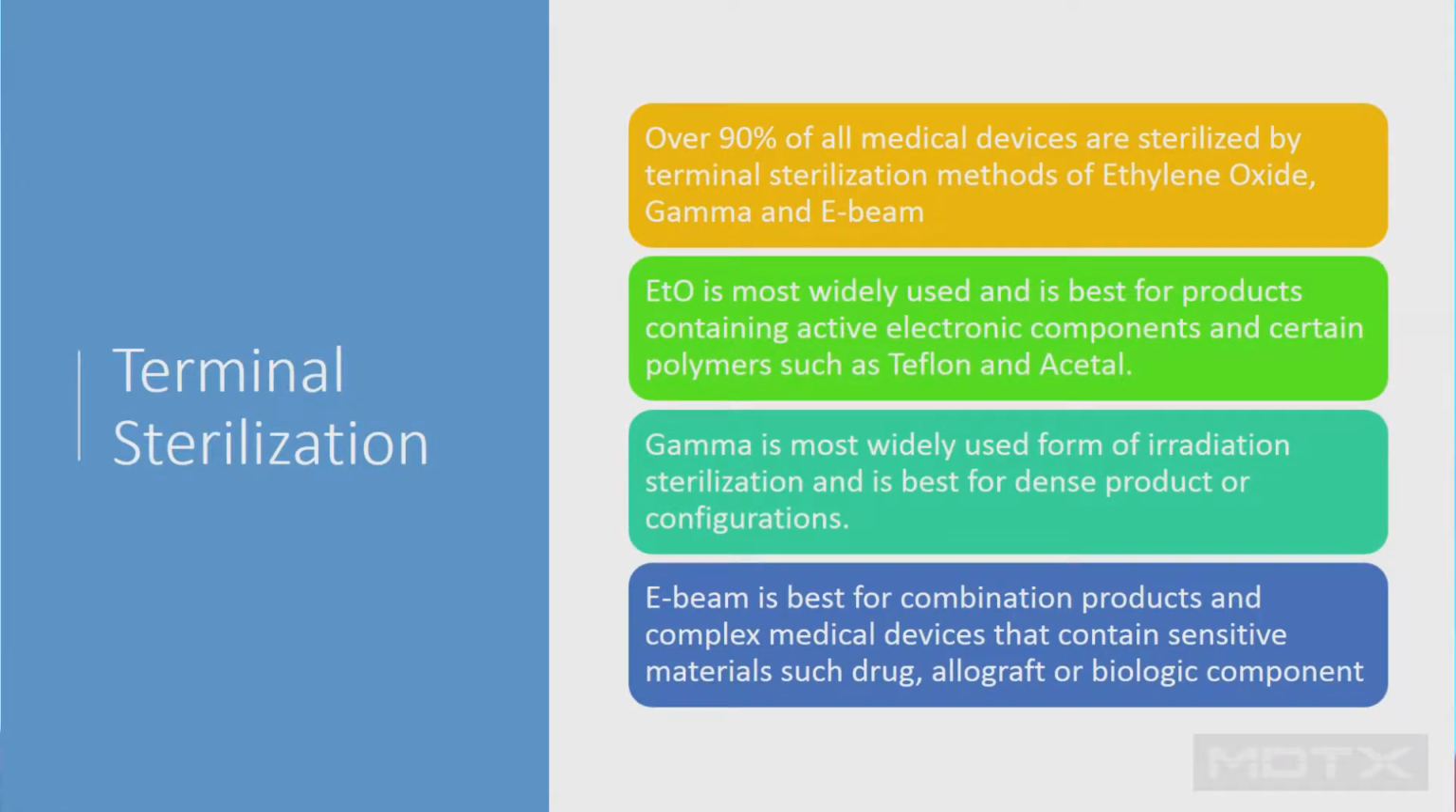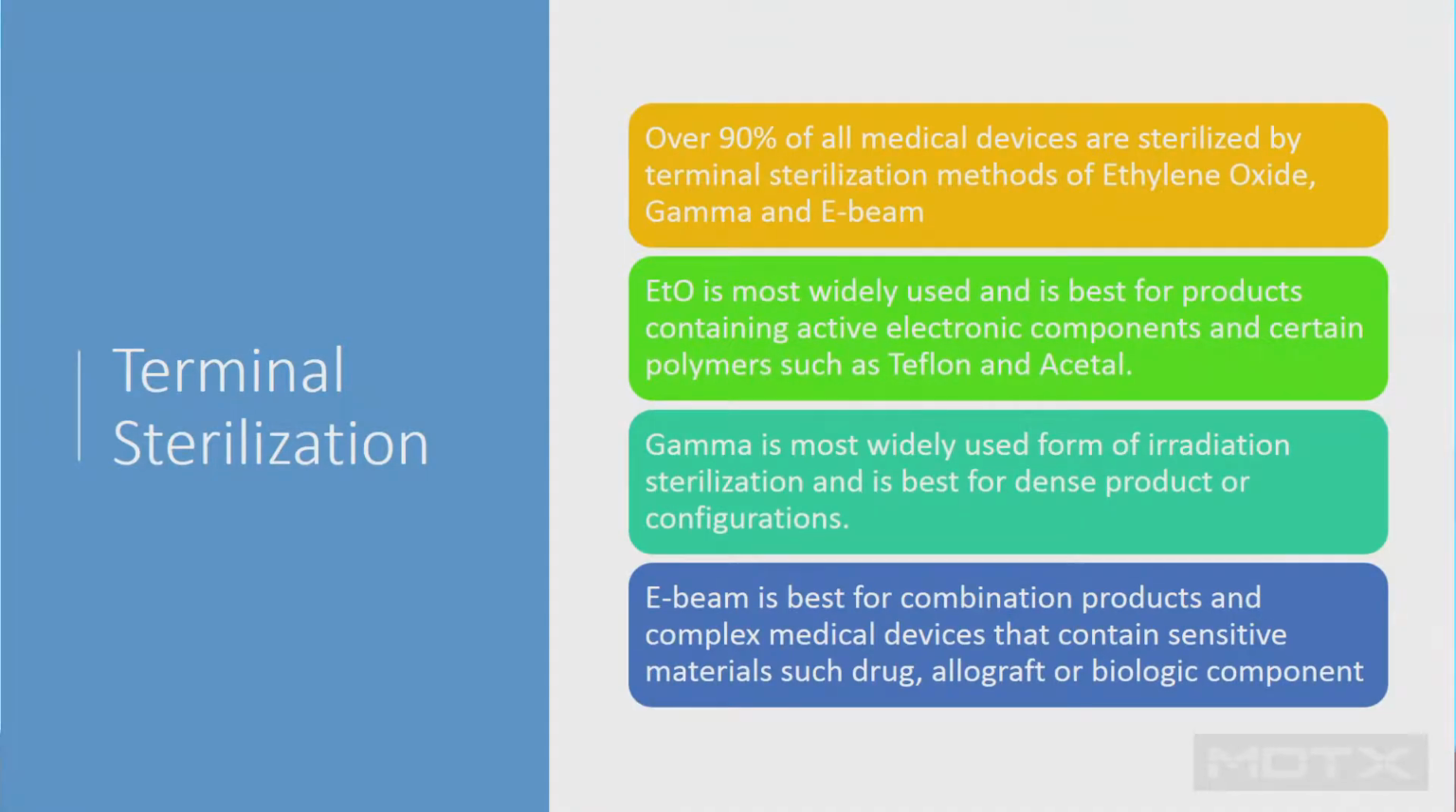Gamma is very good when you're dealing with dense product in dense configurations. And it is, like I said, perhaps 30 to 35% of all medical devices that are sterilized with gamma. Then we have E-beam, which is another form of irradiation sterilization.